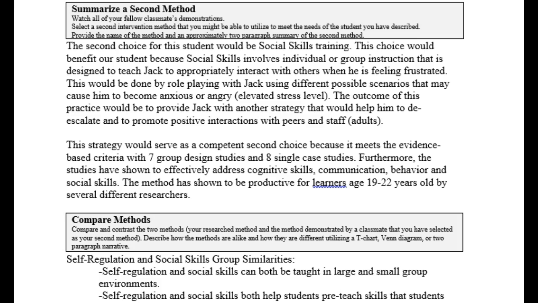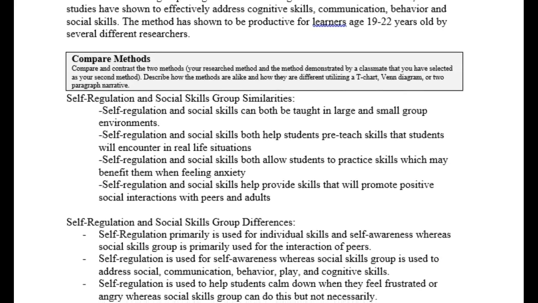So pick a second method. So the second choice for this student would be social skills training. The choice would benefit this student because social skills training involves individual or group instruction that's designed to teach Jack to appropriately interact with others when he's feeling frustrated. And so then this student has summarized a second research method that could be used for this student for the challenge that he has. You'll then compare and contrast the methods.